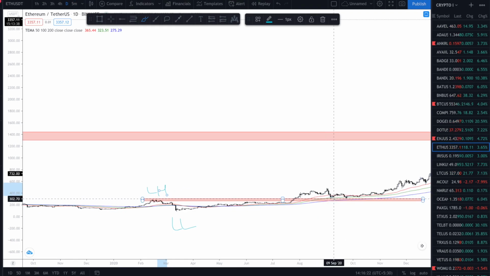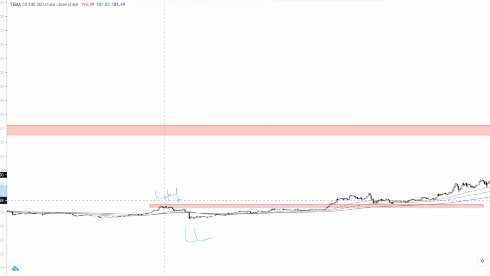So this was our previous lower high and this was the final lower low. When the price moved above this previous lower high, we got a new higher high. So this will be a higher high. After this, when the price moved down and stayed above the lower low, we got a new higher low. So this will be our higher low.